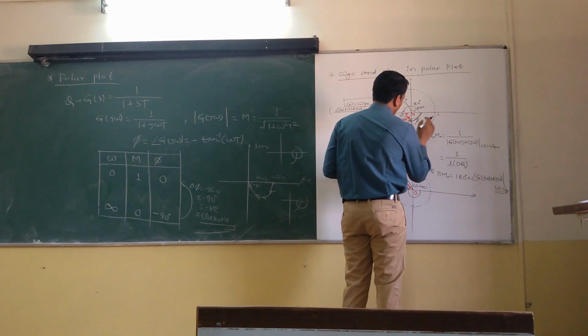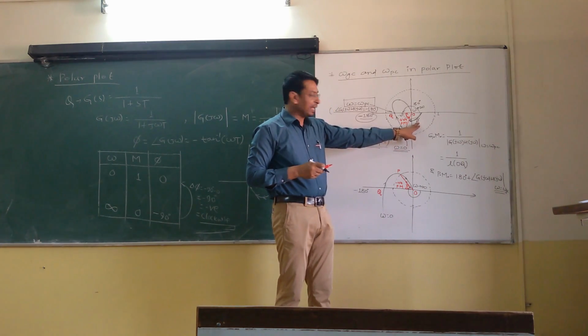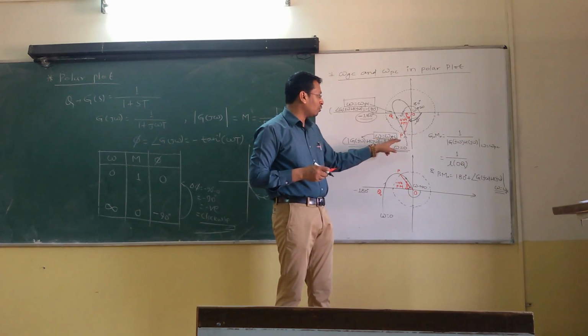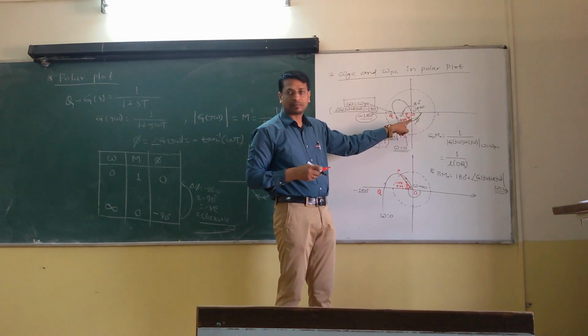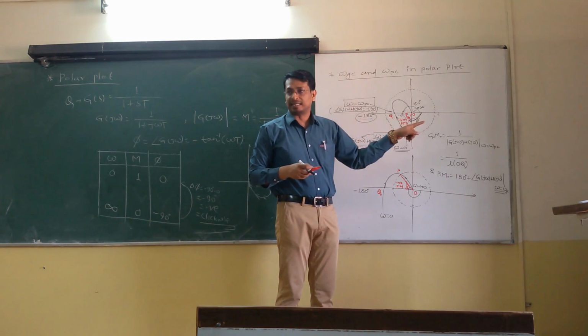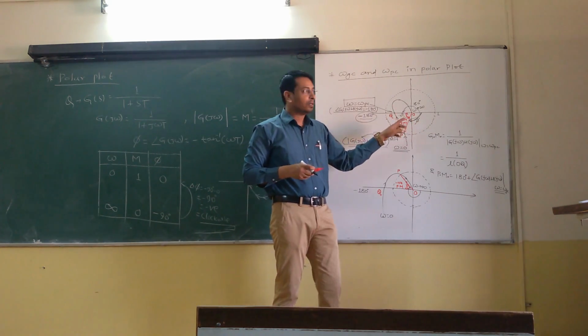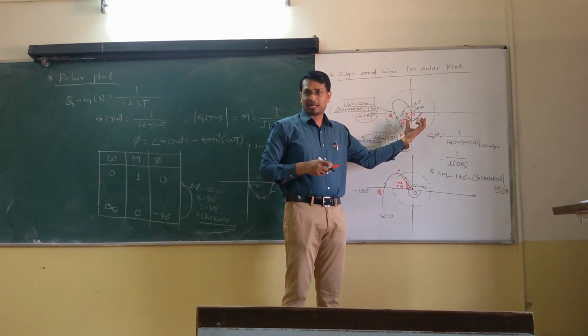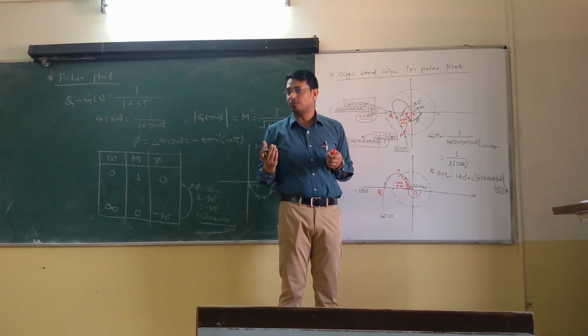What can you say? Corresponding phi, just phi itself. This is the value of angle at omega equal to omega Gc, phi. So this will be some negative quantity, correct? Plus 180 degree, some negative quantity which is less than minus 180 degree. Whatever it may be, but less than minus 180 degree. Plus 180 degree will be equal to some positive quantity.